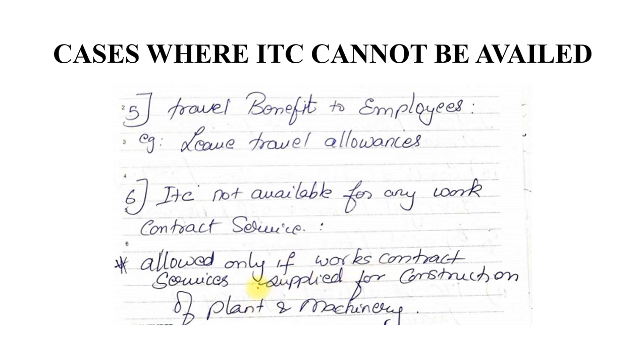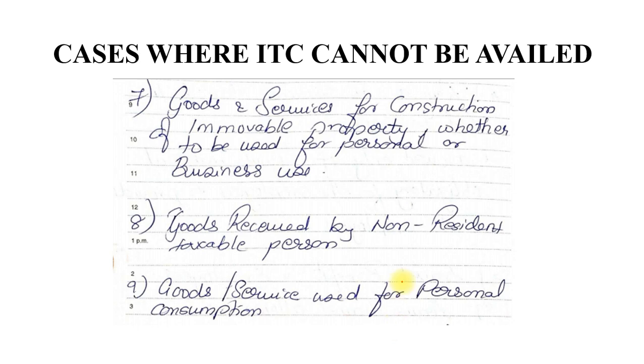Allowed only if the work contract service is supplied for construction of plant and machinery. So only if it is plant and machinery construction related is it available, otherwise not. Next, goods and services for construction of immovable property, whether used for personal or business purposes. For construction work, if you're purchasing any goods and services, ITC is not available. Goods received by a non-resident taxable person, ITC cannot be availed. Goods and services used for personal consumption cannot be availed.